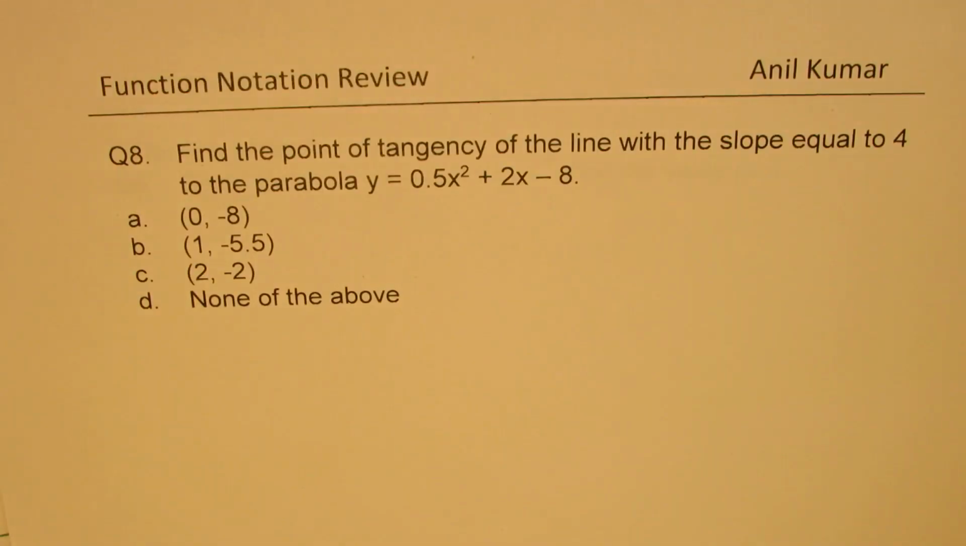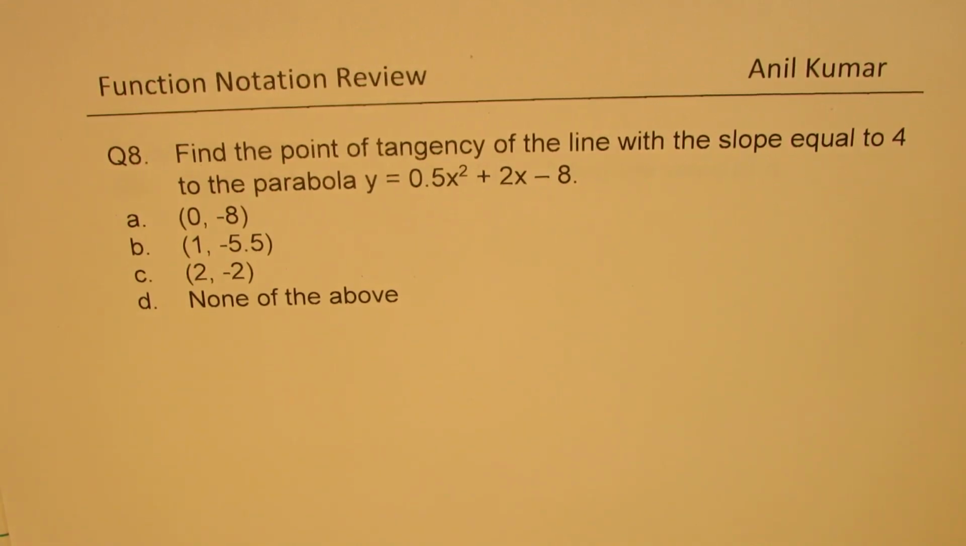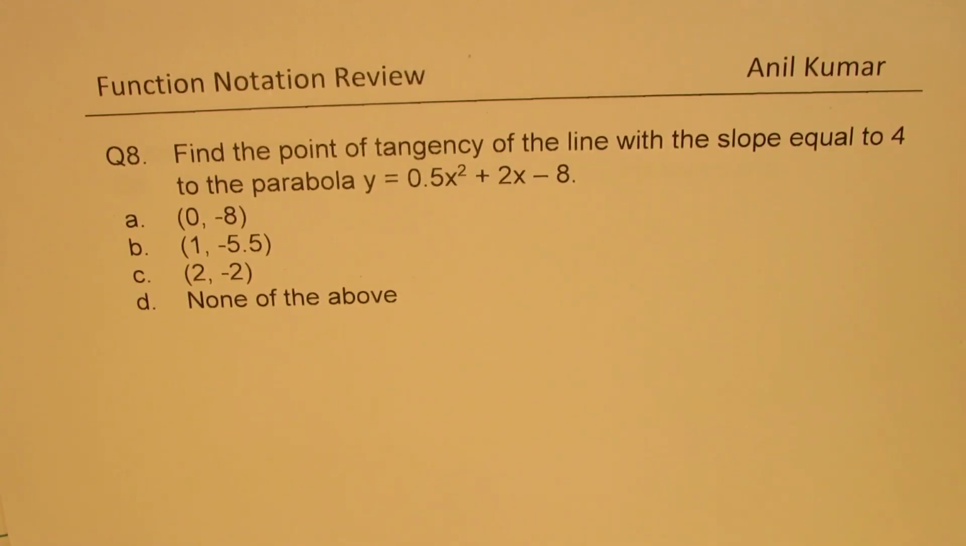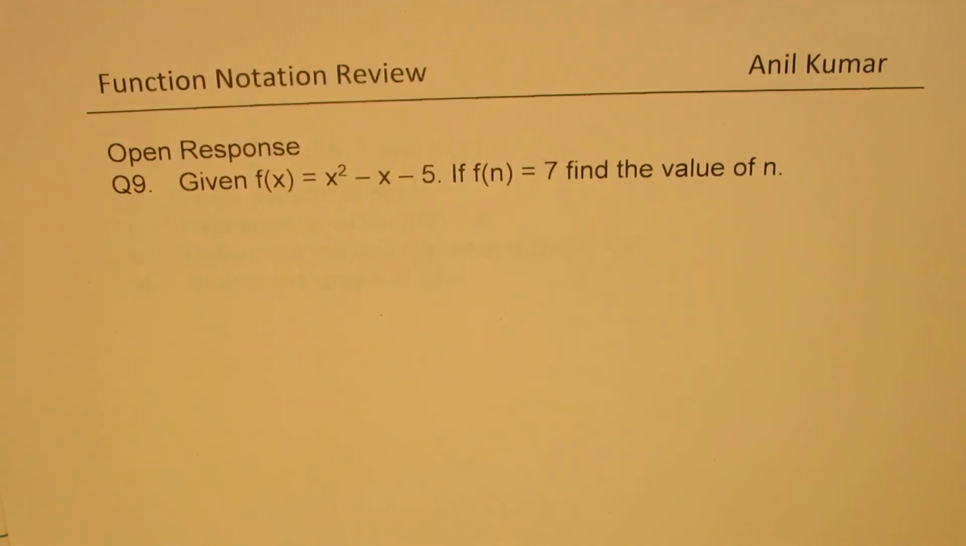Question number 8 is, find the point of tangency of the line with the slope equal to 4 to the parabola y equals 0.5 x squared plus 2x minus 8. This is an extremely difficult question, so I'd like you to concentrate and then answer this particular question. Now we have two open response questions. Question number 9 here is, given f of x equals x squared minus x minus 5, if f of n equals 7, find the value of n.